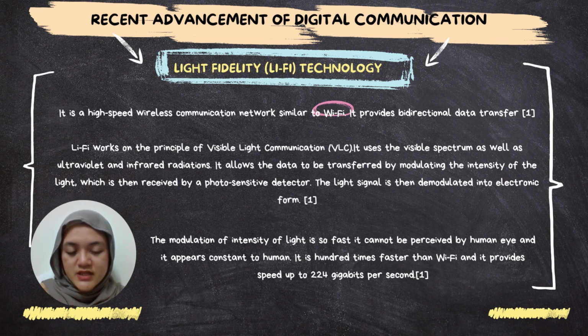The modulation of the intensity of light is so fast that it cannot be perceived by the human eye and appears as constant to humans. It is 100 times faster than Wi-Fi and it can provide speeds up to 224 gigabytes.